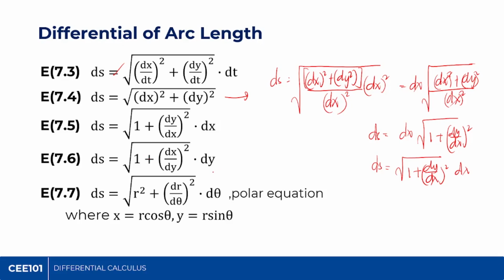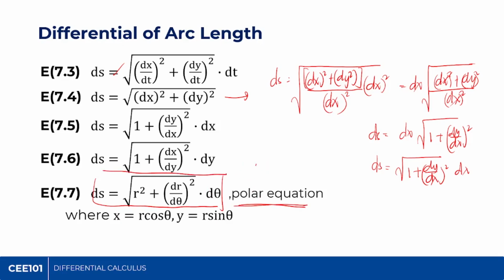Okay, parang ganyan. Then we also have here a polar equation na differential of arc length. So we have here ds equals square root of r squared plus the first derivative of the radius with respect to theta, squared. So you just need to memorize this one, no? This one is particularly helpful if we are dealing with polar equations.